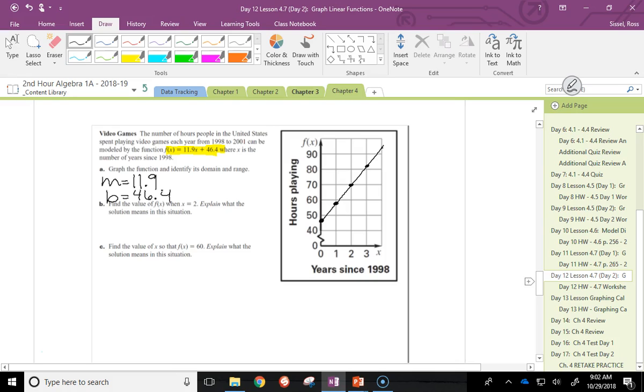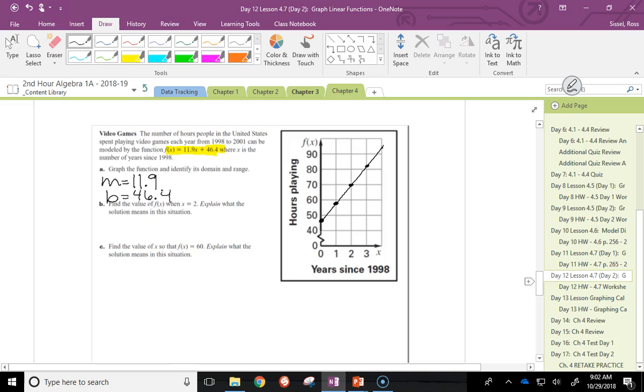Does everyone have the line graphed? Shouldn't be too hard. Did you find your m? What's your slope? 11.9. And what's your b? 46.4. So what do you graph first? Your b, 46.4. I just estimated it a little bit. And then you're going to rise up almost 12 over 1.